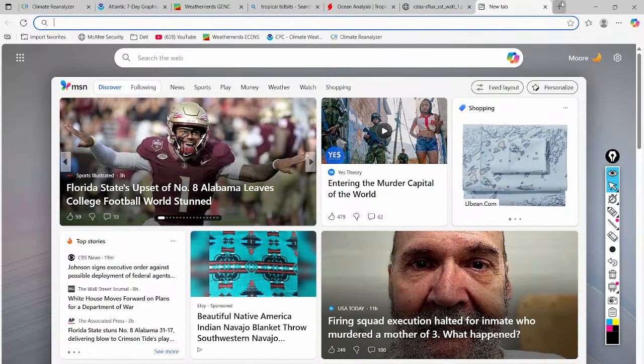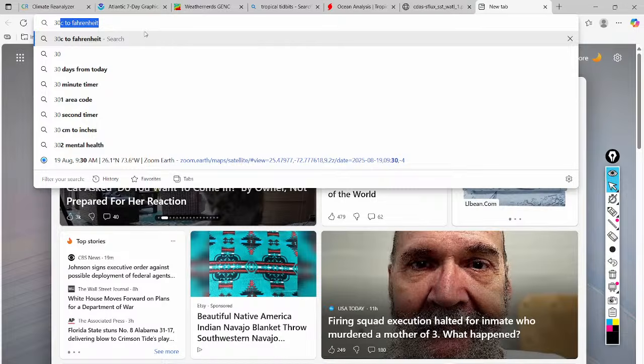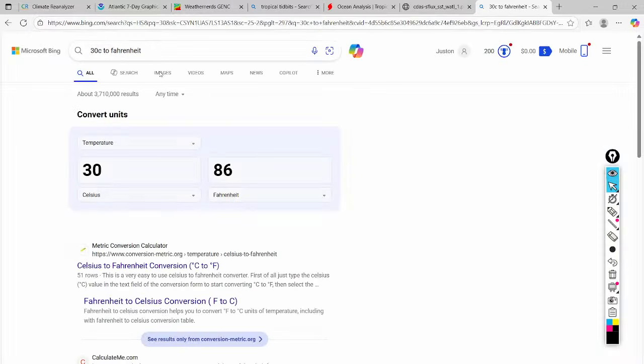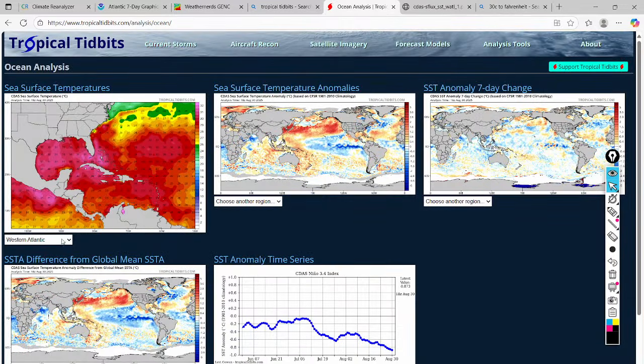If you guys do not know, 30 degrees Celsius is generally 86 degree waters Fahrenheit, so bathtub water. 31 is 87.8. And then 32 degrees Celsius is about 90 degree water temperatures. And 33 is about 91.4. You could tell, very, very warm waters in the Atlantic.